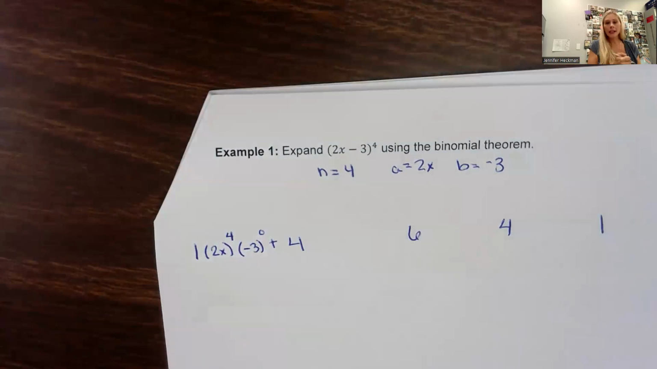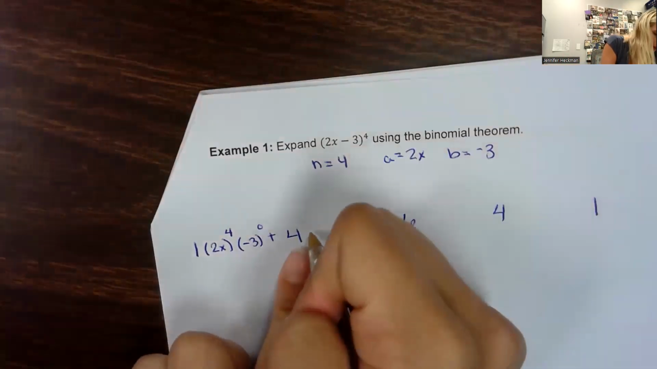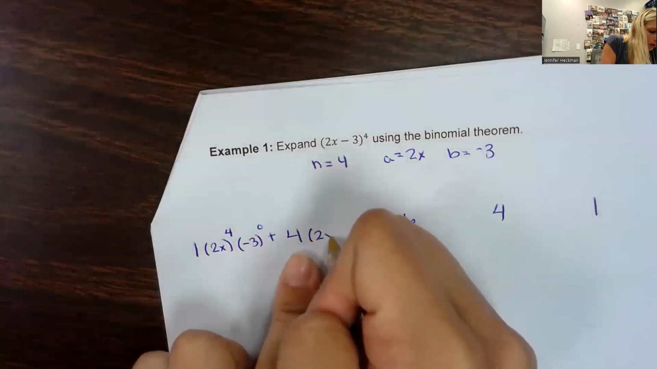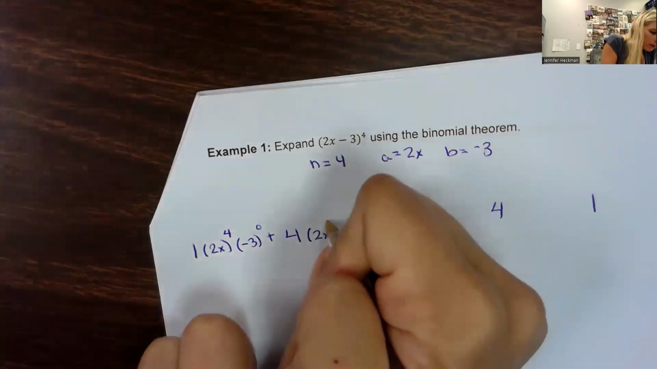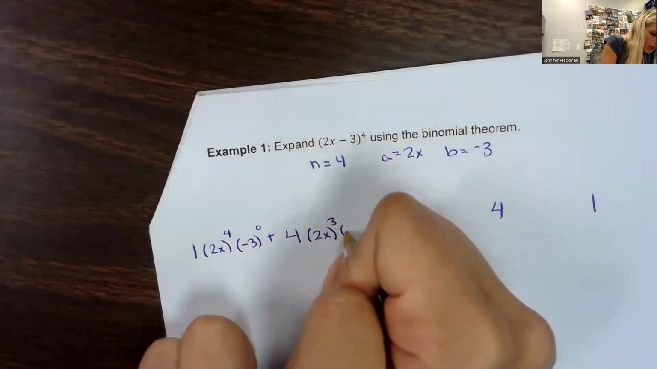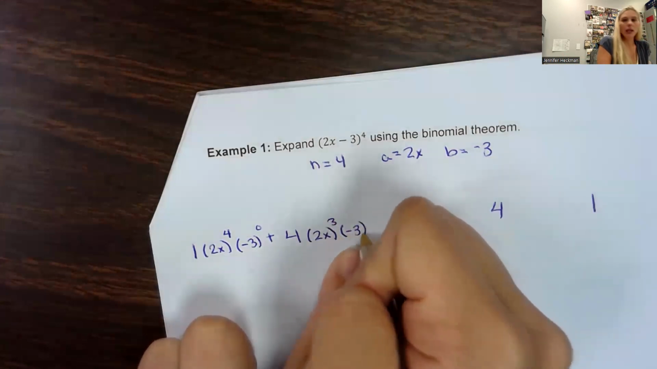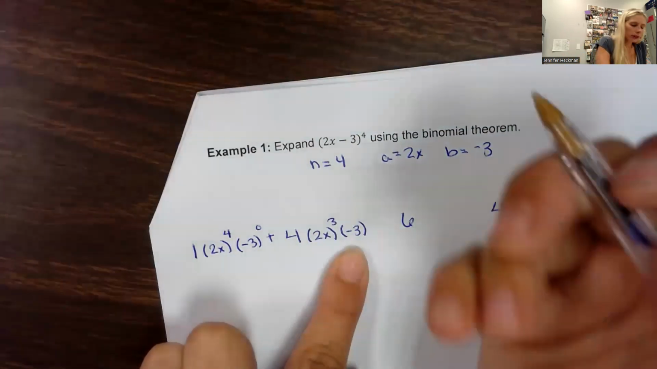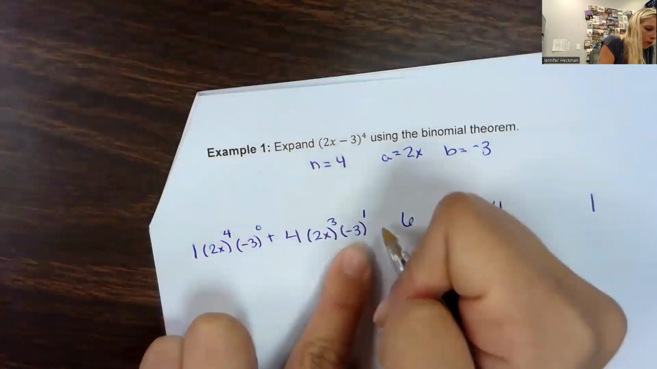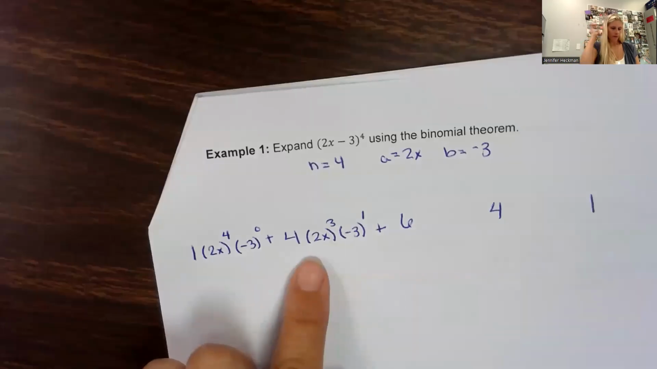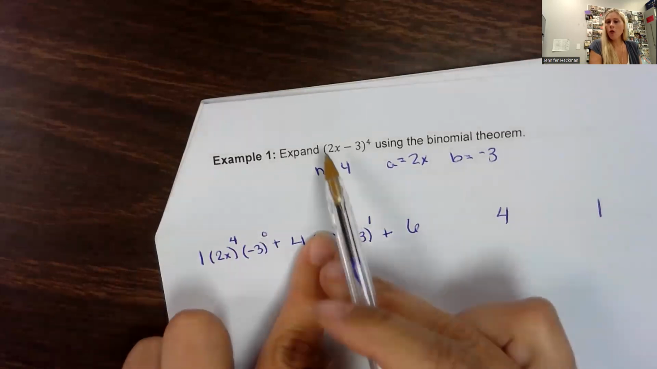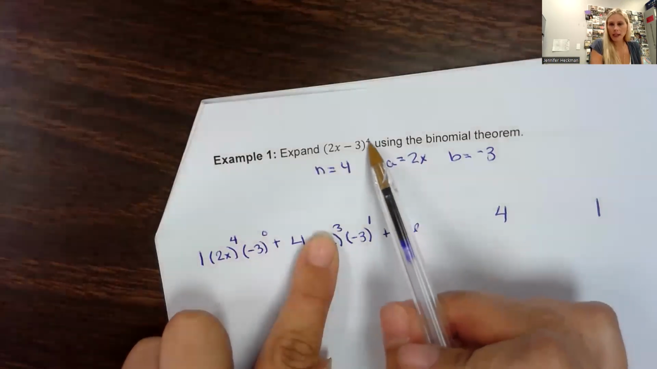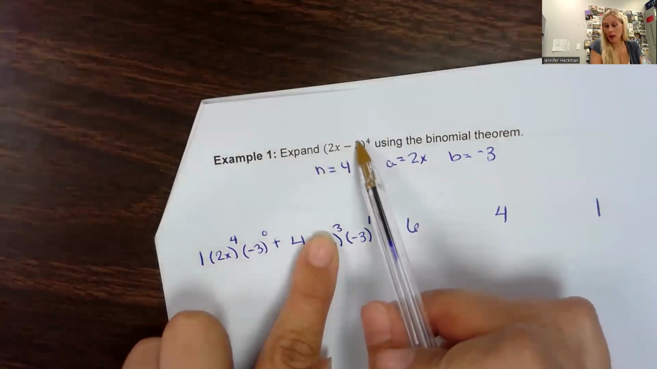Okay. The next one, we have this coefficient of 4. We have our A term. Now as we go to the right, we're going to go down on the exponents for A, so this one's going to be to the 3rd. We have negative 3 for the B, and the B exponents are going to go up, so instead of 0, it's going to be 1. What do you notice so far? The exponents add up to 4, specifically because that's what our exponent was, right?